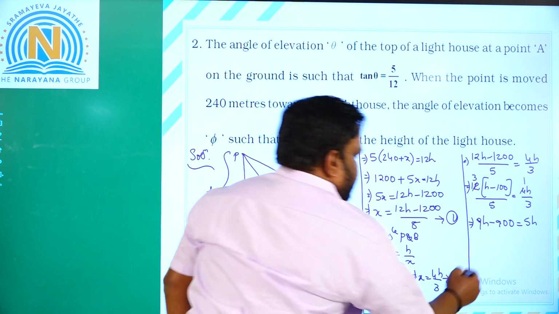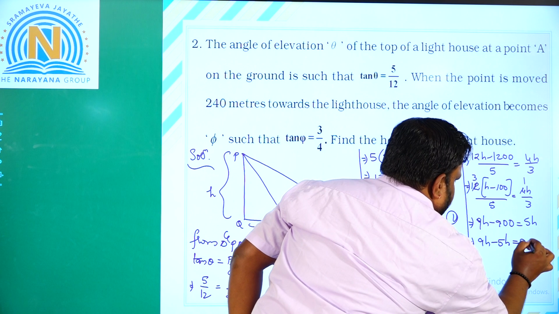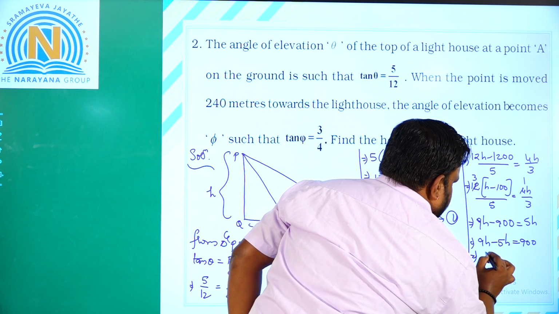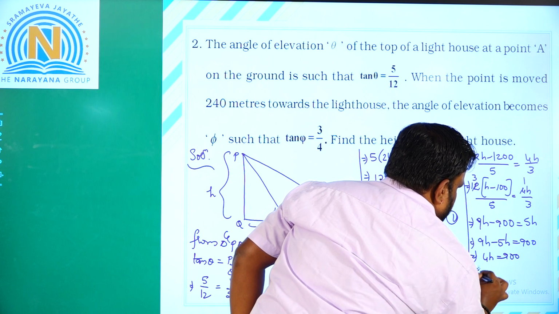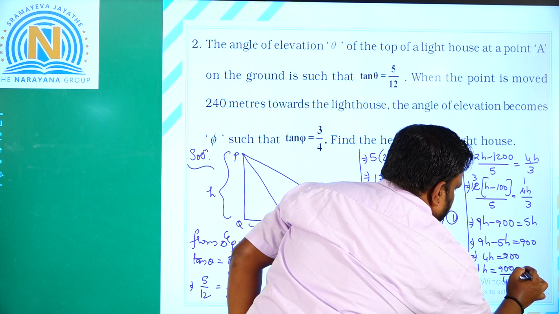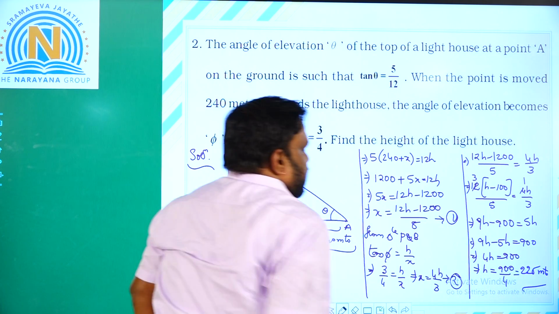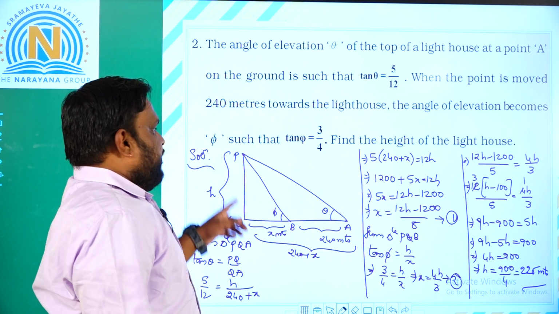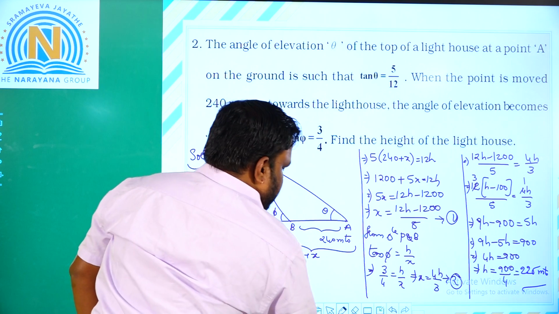Now from here, 9h minus 5h is equal to 900. So from this, 4h is equal to 900 and h is equal to 900 by 4. 4 2s are 225. This is meters. So h, height, is equal to 225 meters. This is the height of the lighthouse. So next, coming to the next question.